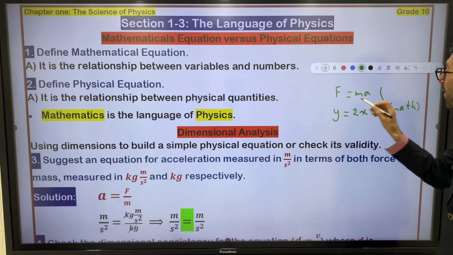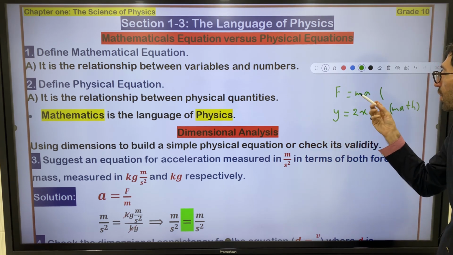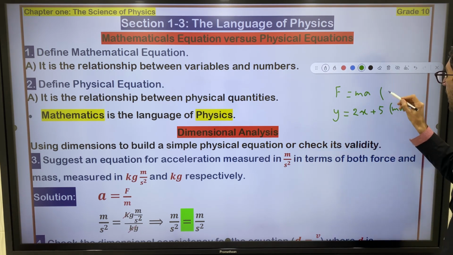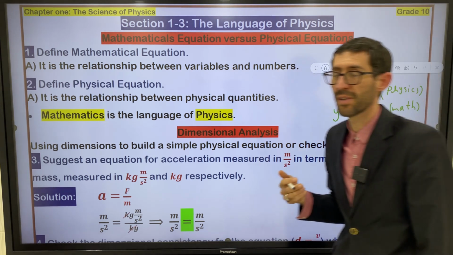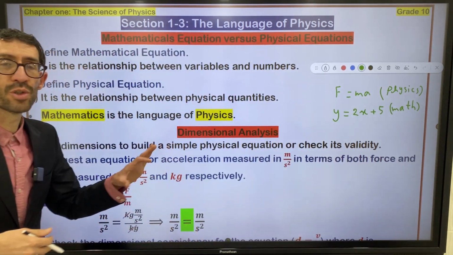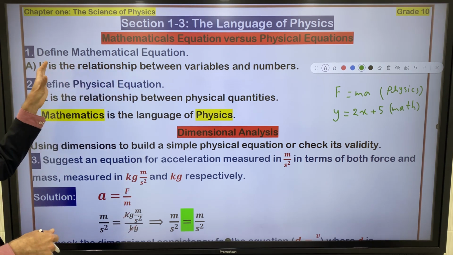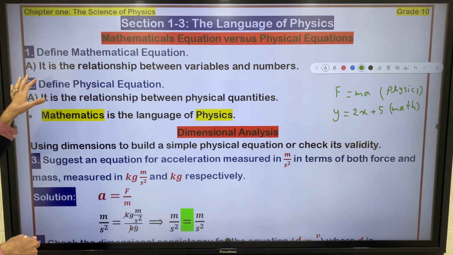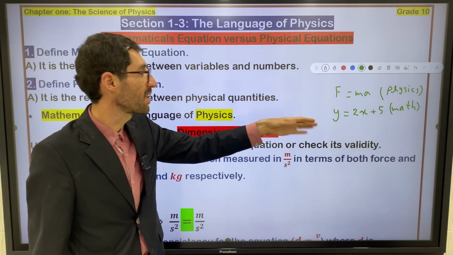But F is equal to ma. This is the second law of Newton. I told you force and mass and acceleration, they are physical quantities. So this is a physical equation. We have it in physics, right? They are different. By this introduction, let's dive into the lesson by reading the question. Question number 1, define mathematical equation. The answer is the relationship between variables and numbers, like this equation.